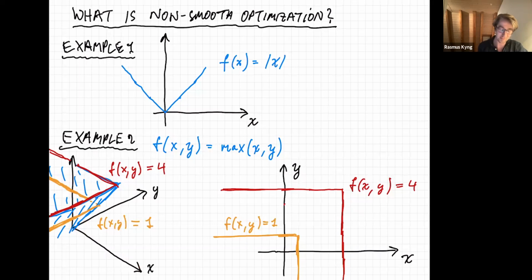So we have x and y again, and we have this blue shape. It's my attempt at the planes here of max of x and y. And then we have a constant value curve and another constant value curve. And I drew this seen from above with constant value 1, constant value 4.